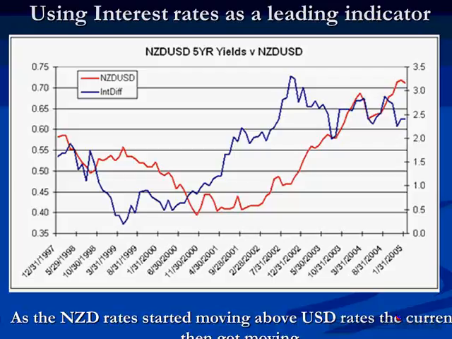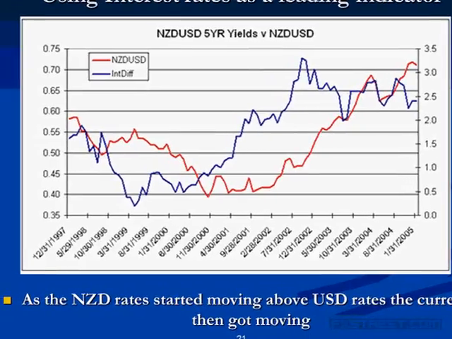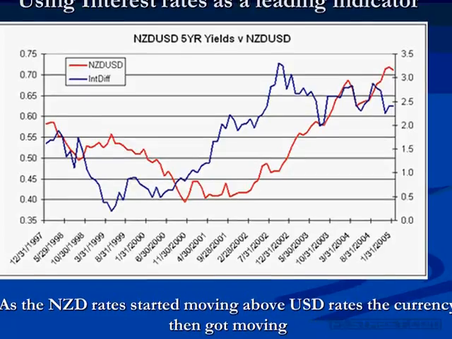Now then, that's the rule. New Zealand dollar rates started moving above USD rates. Currency then absolutely got moving. Now, yeah, eventually this cannot go on forever. And just look at this chart.